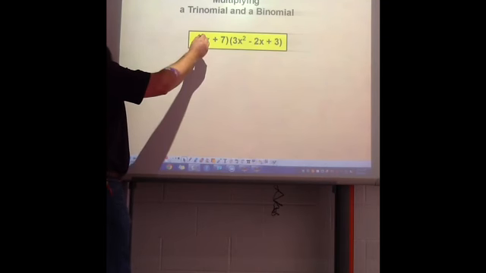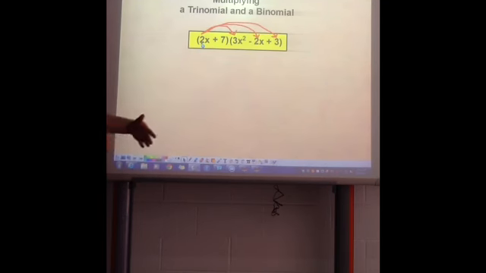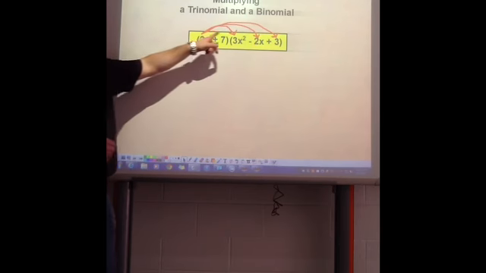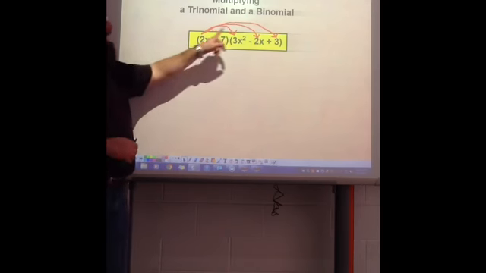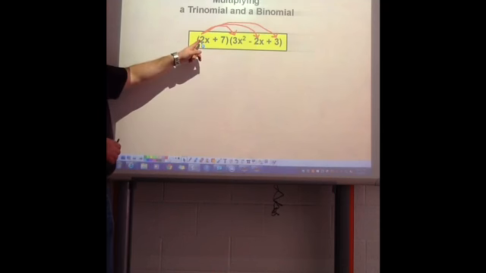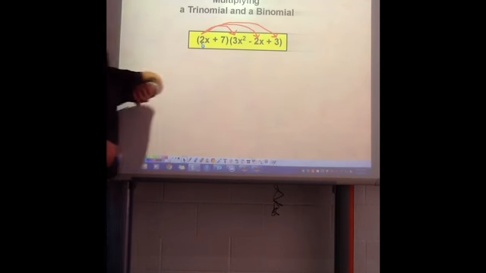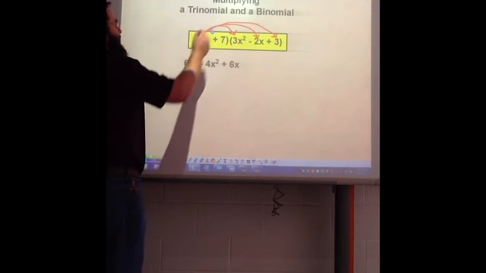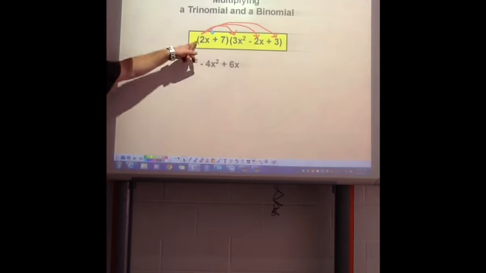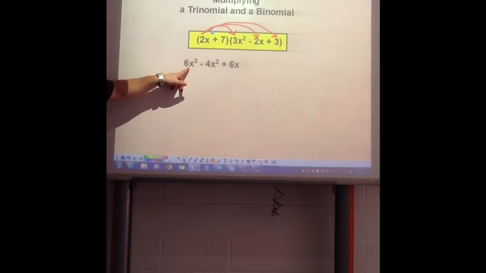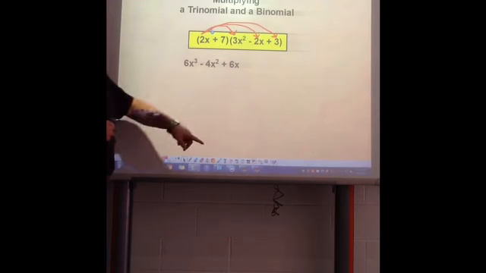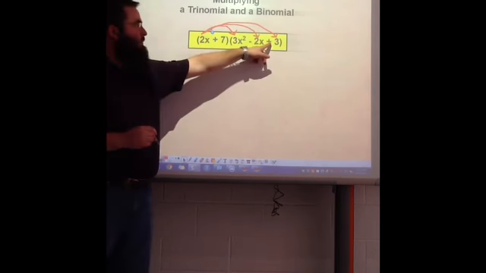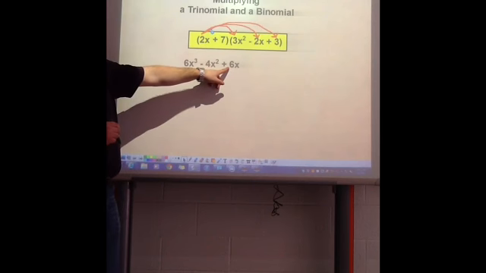We're going to take 2x and multiply it to each term in the trinomial. So 2x times 3x squared, 2x times negative 2x, and 2x times 3. You want to multiply it by each term. And when you do that, you get 6x to the third. 2x times negative 2x would give you negative 4x squared. 2x times 3 gives you a positive 6x.